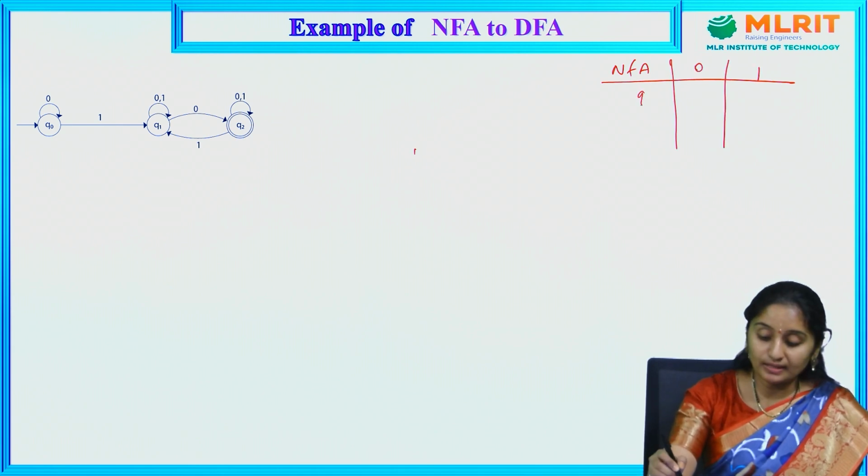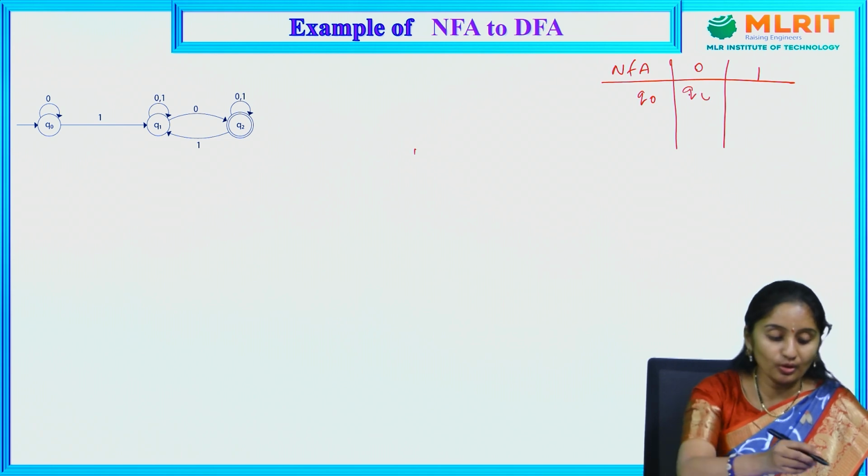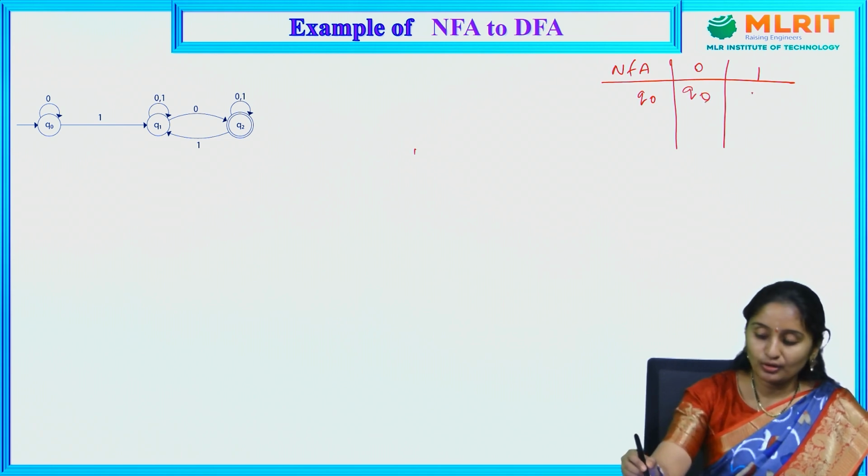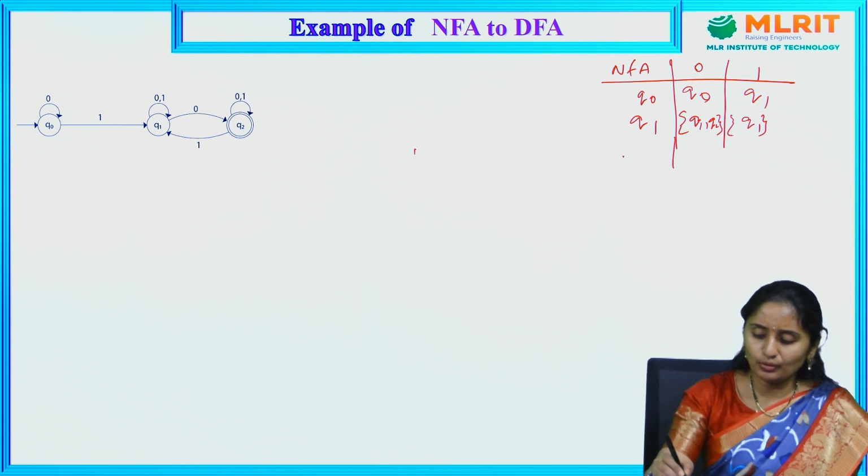There are 3 states. Q0 on 0 is moving to Q0, Q0 on 1 is going to Q1. Q1 on 0 is going to Q2. Next, Q1 on 1 is staying in the same one, Q1. Next, Q2.